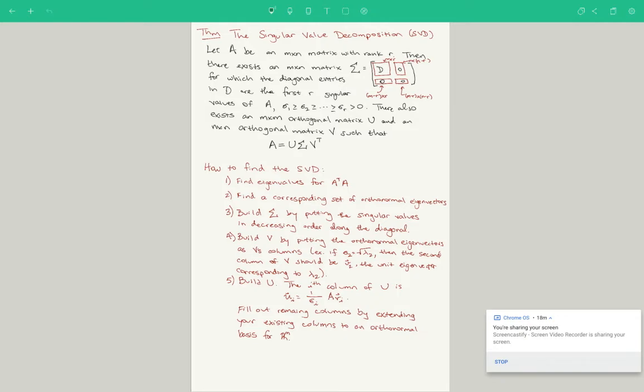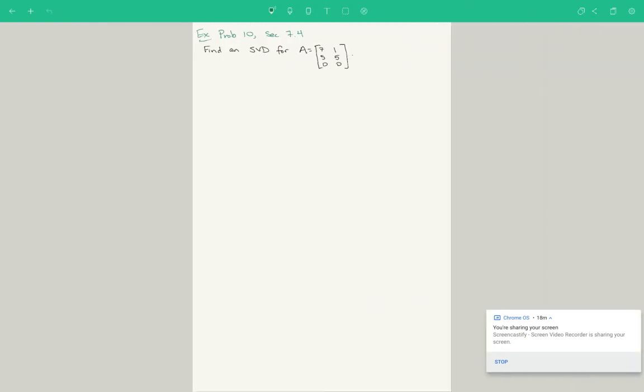So let's look at an example of how to do this. We want to find the singular value decomposition for this matrix A. Notice that it's not square, it's a 3 by 2. So our standard techniques for doing this aren't going to work, but we can use singular value decomposition. So what's our very first step? Our very first step is to find the eigenvalues associated with A transpose A. Actually, before that, we have to calculate what A transpose times A is.